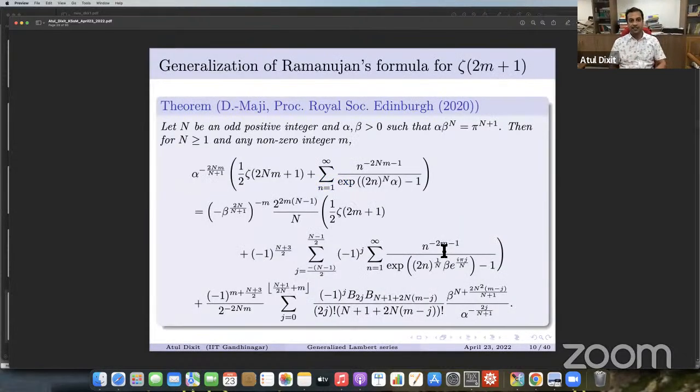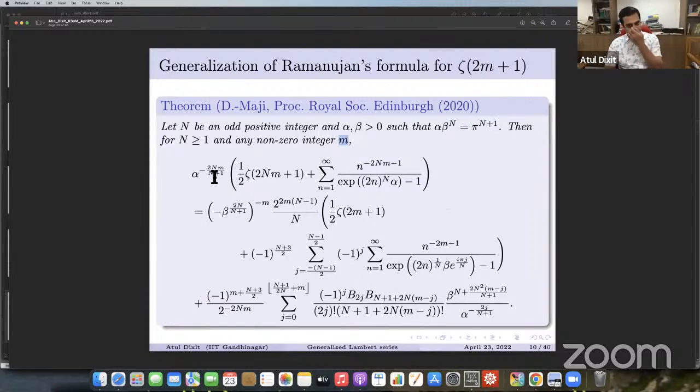And here is the generalization. So n is an odd positive integer greater than or equal to 1. The condition which I had in Ramanujan's formula before was alpha beta equal to pi square. Now it is replaced by alpha times beta to the power capital N is pi raised to n plus 1. So when n is 1, of course, this is alpha beta equal to pi square. So for any non-zero integer m, you have this transformation.